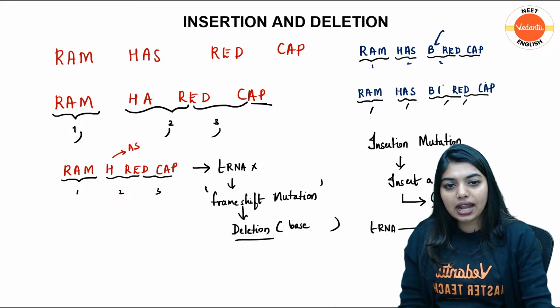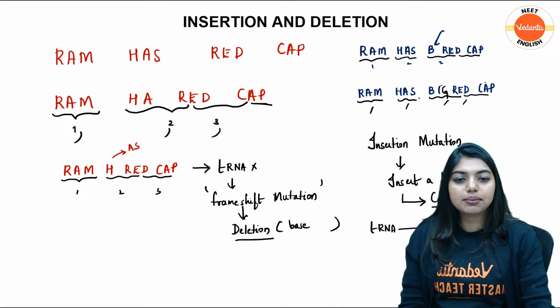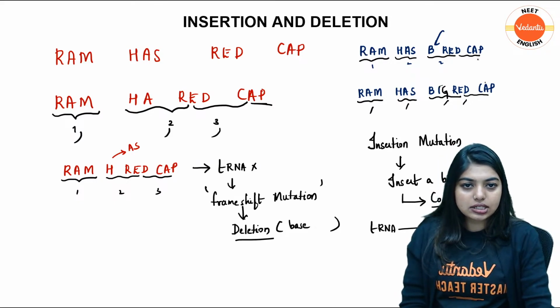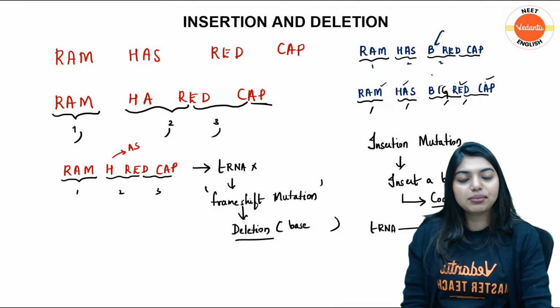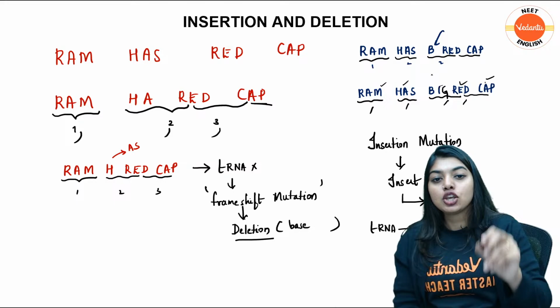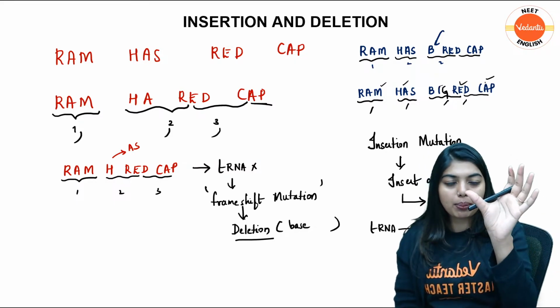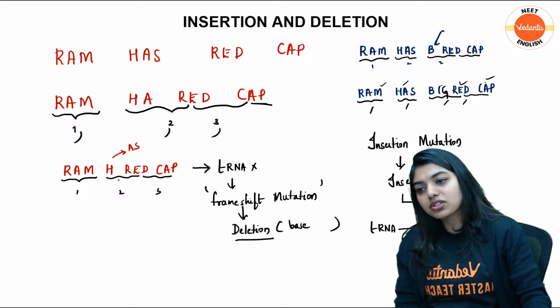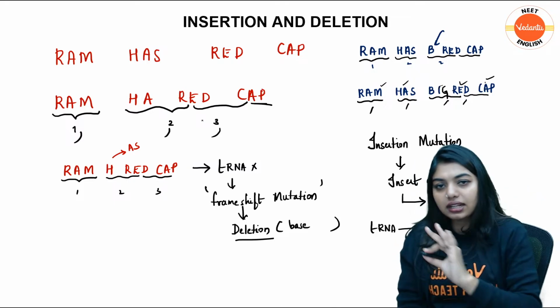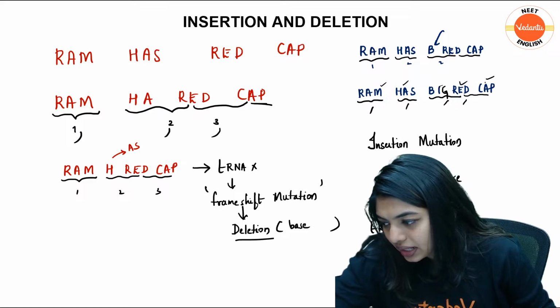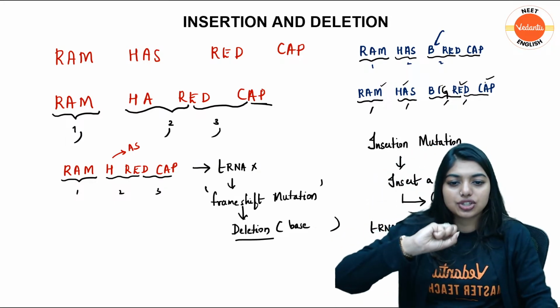Now if I add G here, "Ram has a big red cap," now it makes sense, but at least these codons will be correct. That means "Ram has red cap" will code correctly, and "big" will be coded separately. So if insertion happens, three insertions should happen, meaning one triplet should be there. If deletion happens, three should be deleted properly. Then the issue is kind of standby. This is all about insertion and deletion.